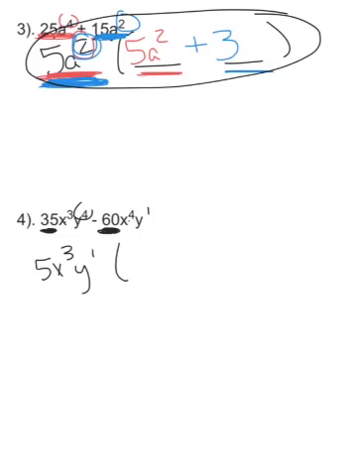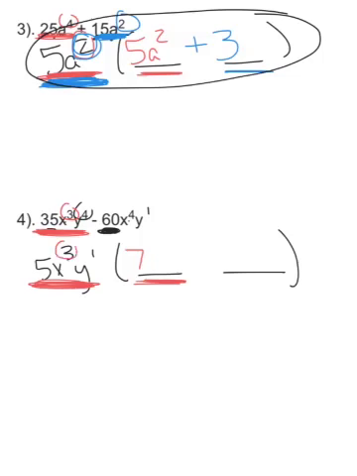Then a parenthesis, two terms, so two blanks. So to figure out this first blank, we're going to look at the first term, and we're going to divide it by this greatest common factor. So 35 divided by 5 is 7.